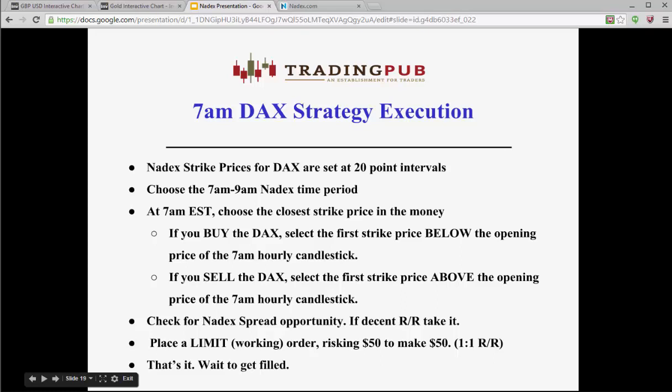What you want to do is you want to do your homework first. Use whatever indicators you use to determine the direction of the market. You find the first strike price behind the opening, below the opening if you're buying, or above the opening if you're selling.